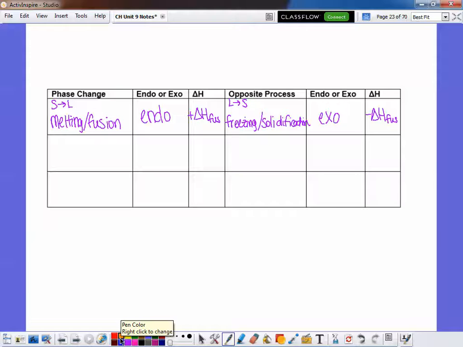Another phase change. It's going from the liquid to the gas phase, right? What's that called? Vaporizing, right? Which can also be called boiling or evaporating, but I'm going to use vaporizing as the big general term. Do you think that's endothermic or exothermic? Think, in order to boil water, you have to put energy in, right? Endo. So what sign will its delta H have? Positive. And this is going to be positive delta H vap, or vape.